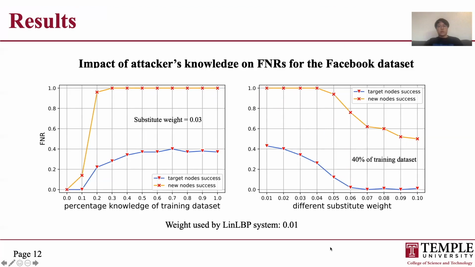This slide shows the results for the Facebook dataset. The trend is similar to the results of the Enron dataset. The low false negative rate of the target nodes is because of the high density of the Facebook dataset, as explained before. As we can see, the false negative rate of the new fake nodes can be up to 1. And our attack can also make the linear LBP system misclassify about 40% of the target nodes. So this can still be seen as an effective attack on the Facebook dataset.